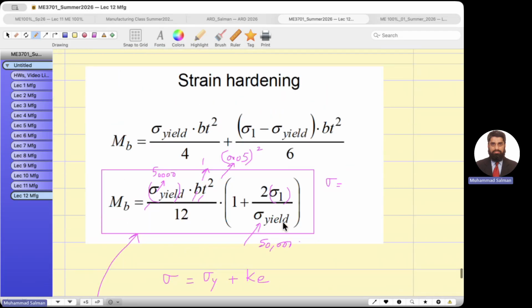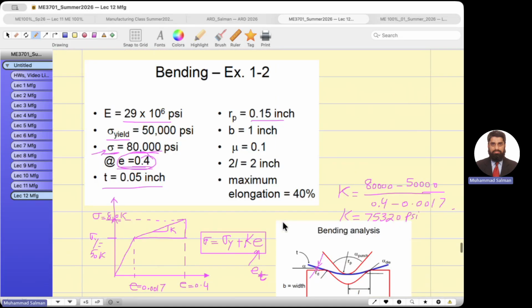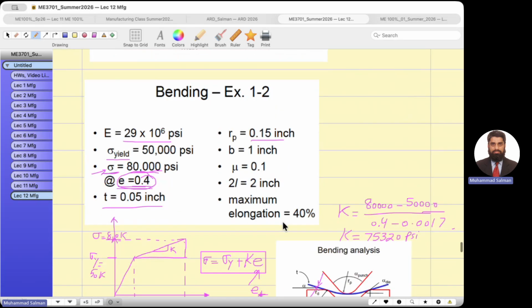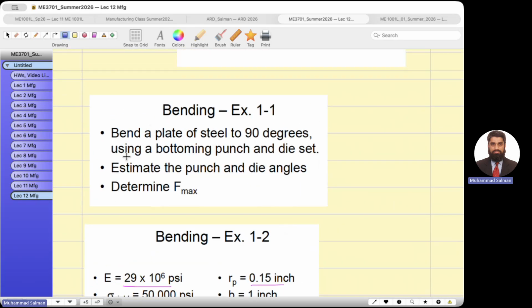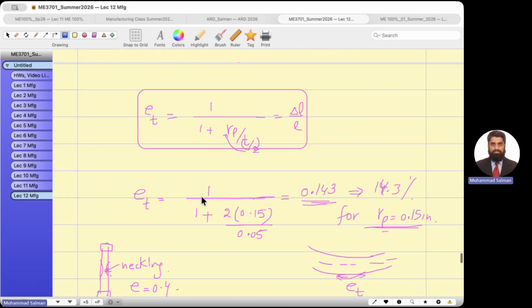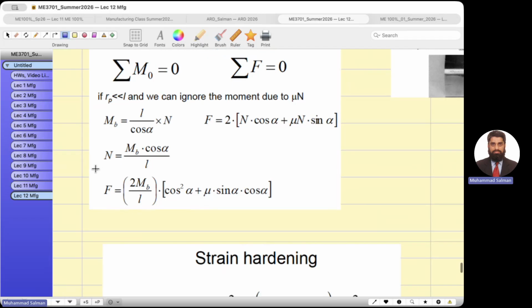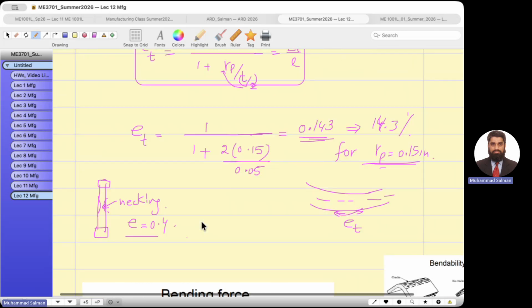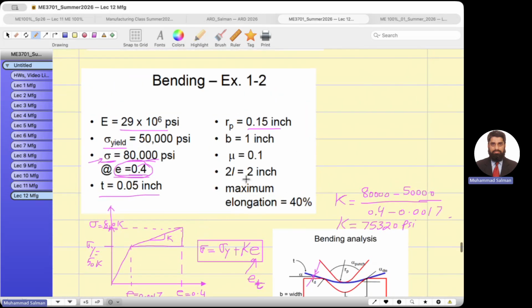Now, guys, after we find the bending moment, we have to find the maximum force. The maximum force formula is over here, and it uses MB, which we already calculated. We already know the length of the moment arm between the punch and the force acting at the die contact. And you already know the coefficient of friction in the data. It is given, it is 0.1.